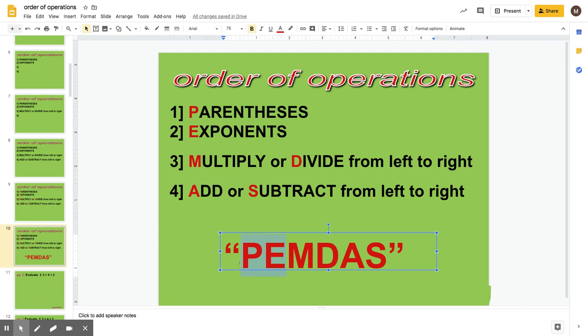One more time, we have P stands for what, class? Parentheses, good job. E stands for what? Exponents, multiplication, division, addition, subtraction, from left to right. All right, let's go to the next slide.